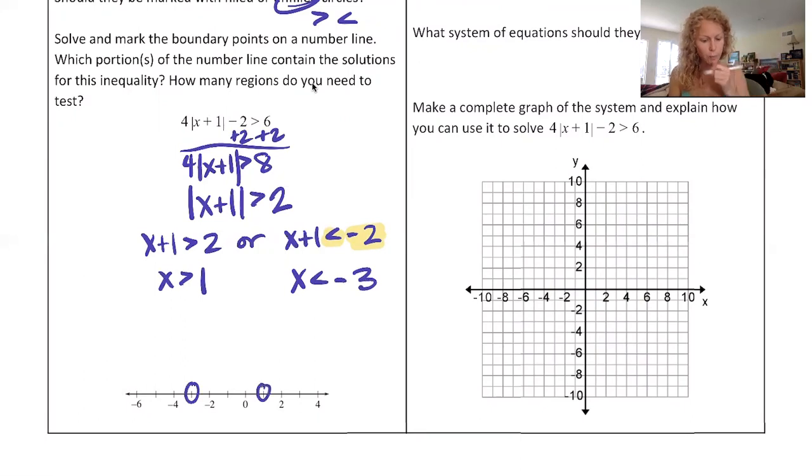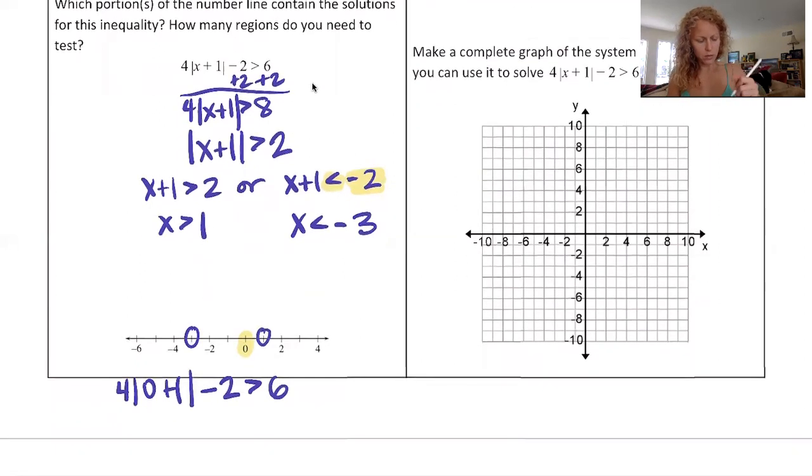These are open, and now we have to decide what way we are shading. If I was going to pick a point to test, I would pick 0. 0 is pretty simple to use. If I plug 0 into the original problem, I'm going to test it. I've got 4 times the absolute value of x plus 1, where x is 0, so 0 plus 1, minus 2 is greater than 6.